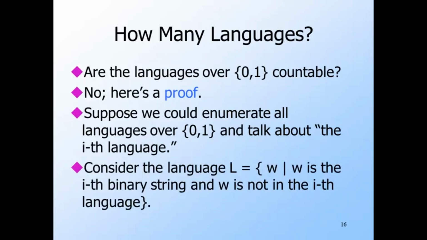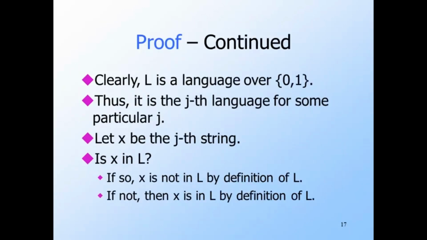Now, I'm going to define a language L. L is the language containing those binary strings w such that w is the ith binary string, that must be true for some i, and w is not in the ith language. L is surely a language over alphabet 0, 1. Since we are assuming that the languages over 0, 1 are enumerable, that means that for some j, L is the jth language. So let x be the jth string. Surely some string is the jth in the enumeration of binary strings.